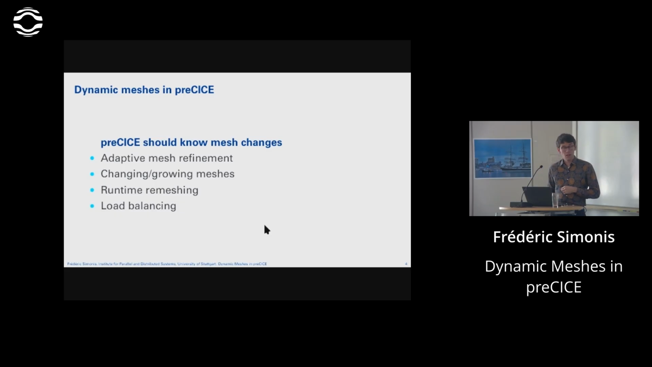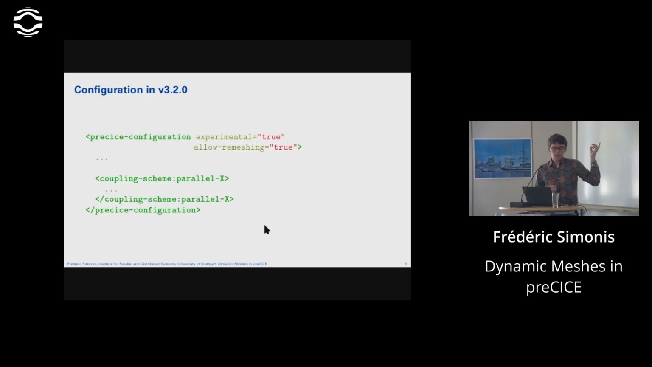Yeah. So since version 3.2, you can enable these experimental features in preCICE and allow remeshing. As mentioned before, this constrains your configuration to a single parallel coupling scheme, which can also be implicit, more or less later.